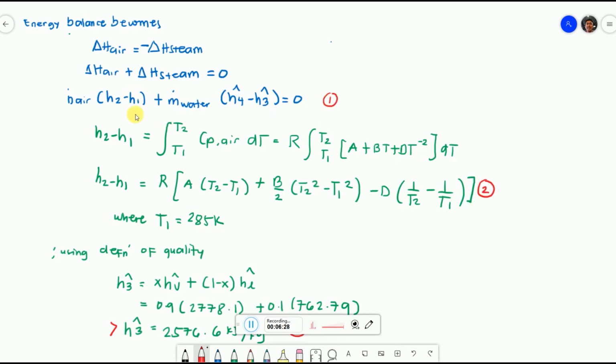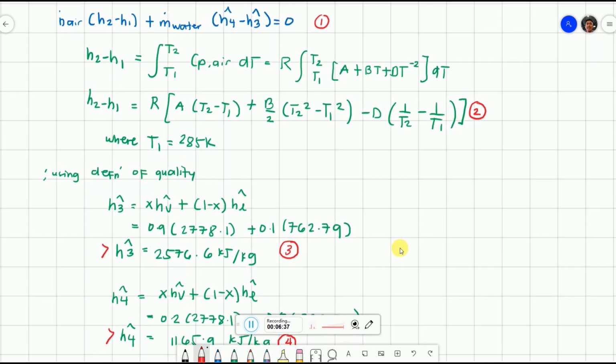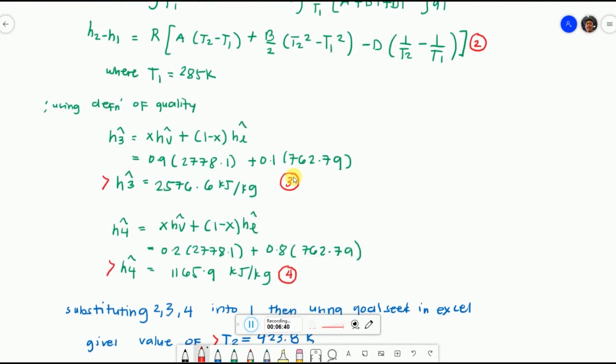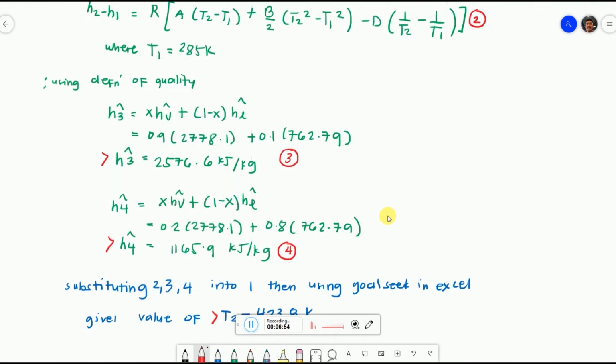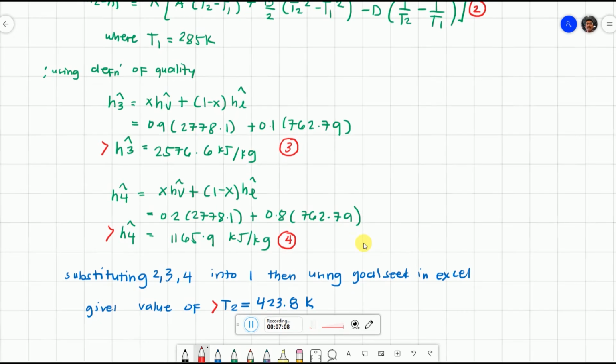Similarly, the previous expression for the energy balance is labeled as 1. By using the same definition of quality, we substitute the specific enthalpy of saturated vapor and the specific enthalpy of the liquid by using the table F, steam table, then substituting the values to get the specific enthalpy of H3 and specific enthalpy of H4 to be 2576.6 kilojoules per kilogram and 1165.9 kilojoules per kilogram respectively, which is labeled as 3 and 4 respectively as well.